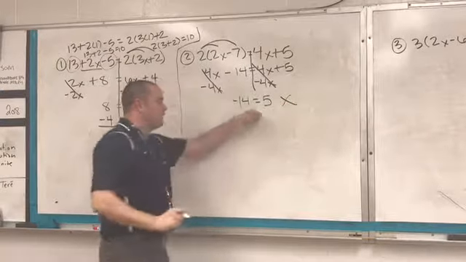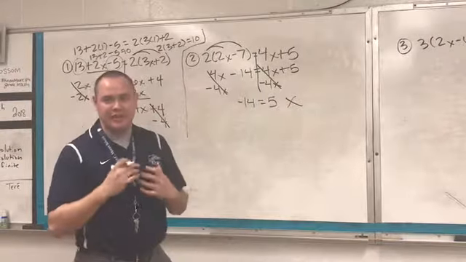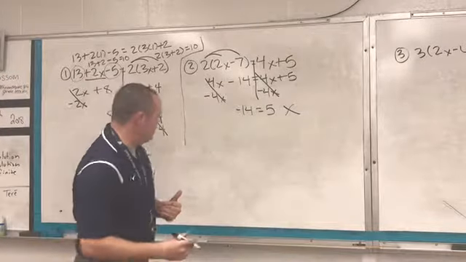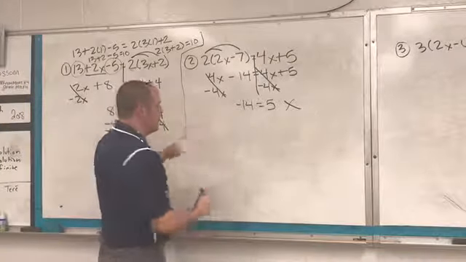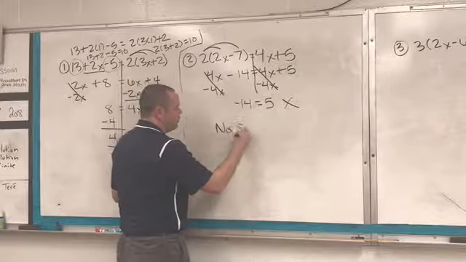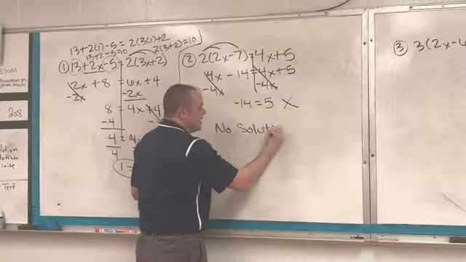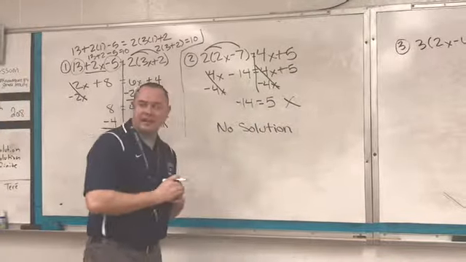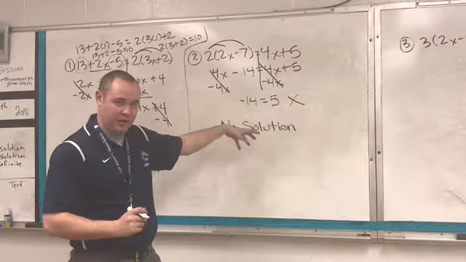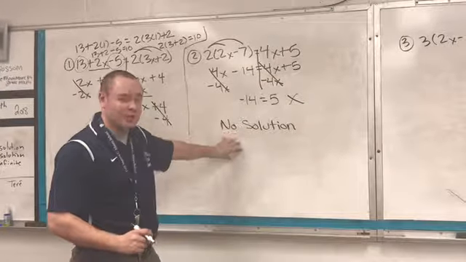Negative 14 does not equal 5. Those are not equal quantities. Those are not the same number. So this particular problem is what we call no solution. There is not an answer, or there is not a number that will satisfy this equation. So we just say no solution.